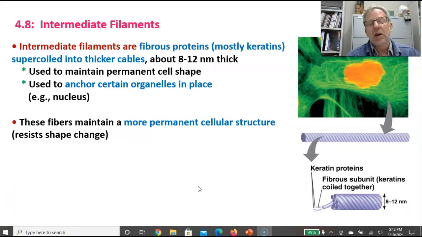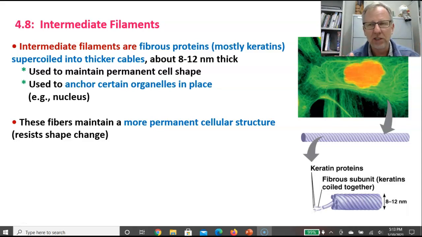Okay, so next we're going to talk about the third type of cytoskeleton protein fiber, called intermediate filaments. They're called intermediate filaments because their thickness is intermediate between microtubules, which are the thickest, and microfilaments, which are the thinnest. So they're intermediate in thickness. Intermediate filaments are very fibrous, and they are mostly made of keratin. So remember, keratin is the stuff in your fingernails or in your hair. It's a structural protein.